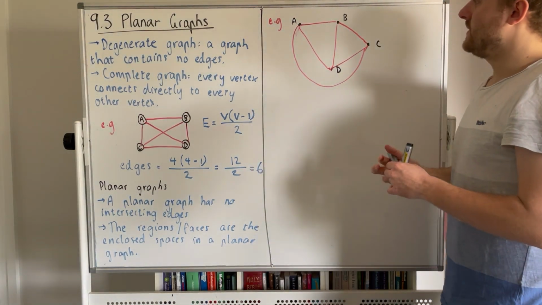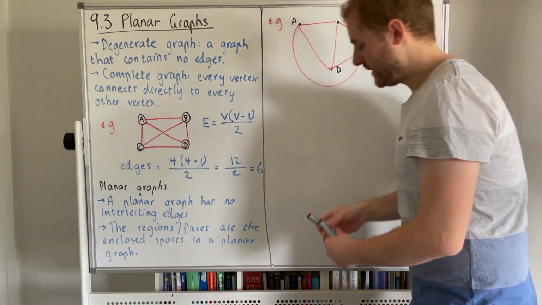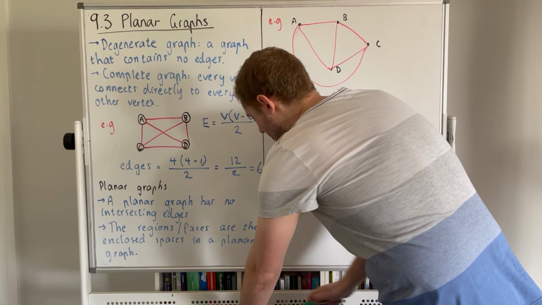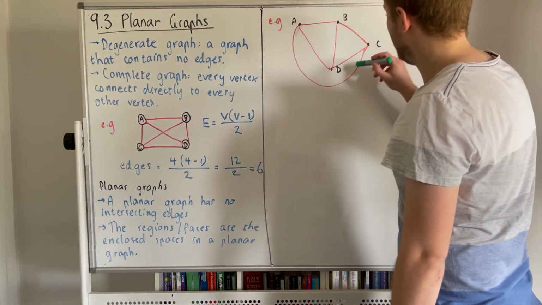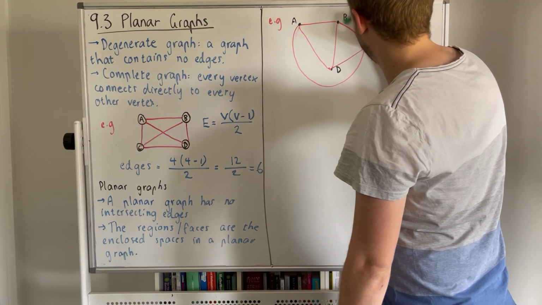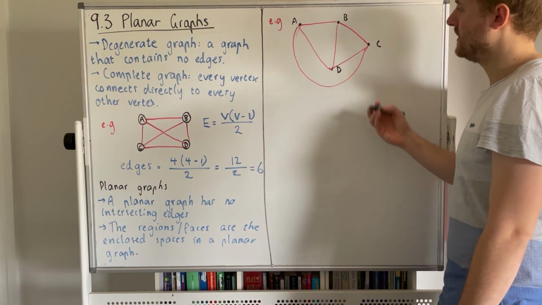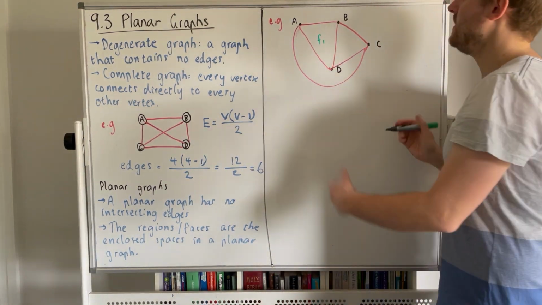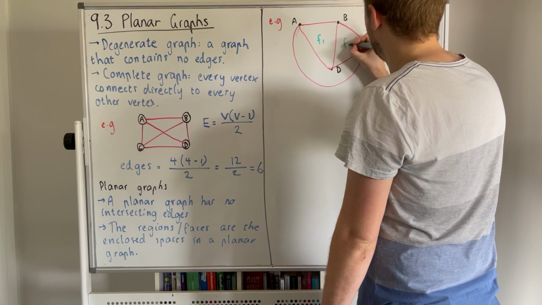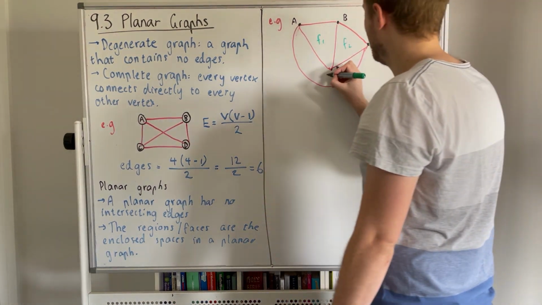So at the moment, this is a planar graph. There are no edges that intersect or cross over each other. We have 4 vertices, A, B, C, D. We have 1, 2, 3, 4, 5, 6 edges. Now the other new concept we're looking at is the faces. So they're the enclosed spaces. So that's a face, we'll call it face 1, face 2, or region, depending on the resource you're looking at.